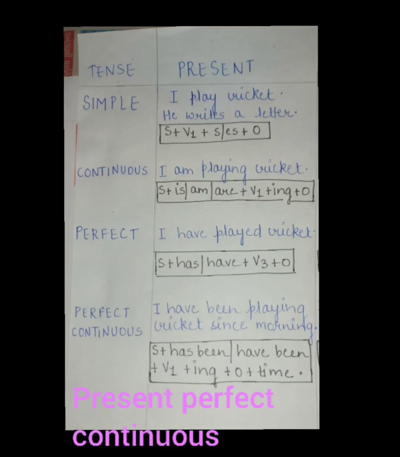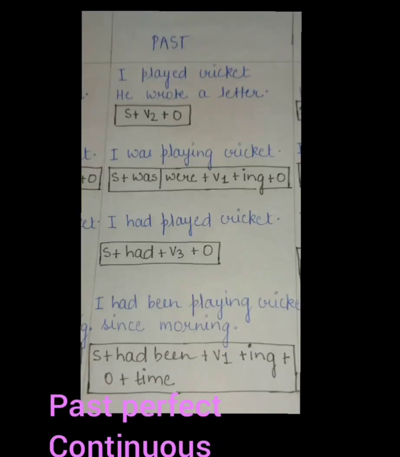Okay. So now let's move to past perfect continuous. Example will be, I had been playing cricket since morning. So students, the only thing which we have changed here is had. Okay. So let's see the structure. Subject plus had been plus verb first form plus ing plus object plus time. So here, whether your subject is singular or plural, you will use had been. Okay. And time is also very important. So don't forget to include time. For, since, like this. Okay.